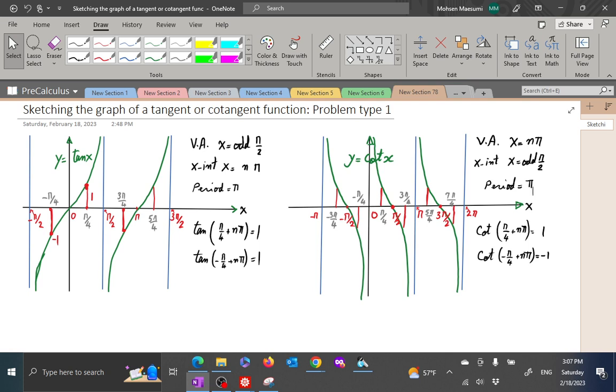Hi, welcome to our pre-calculus. Today's topic is sketching the graph of a tangent or cotangent function, problem type 1. So let's go ahead and review what we did last time.